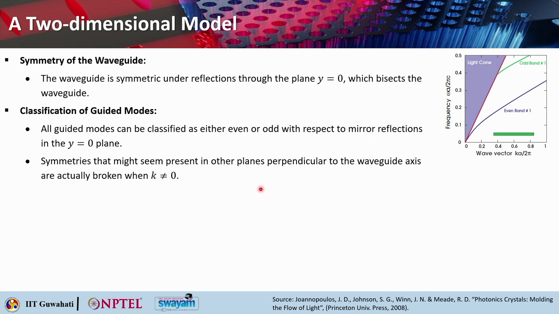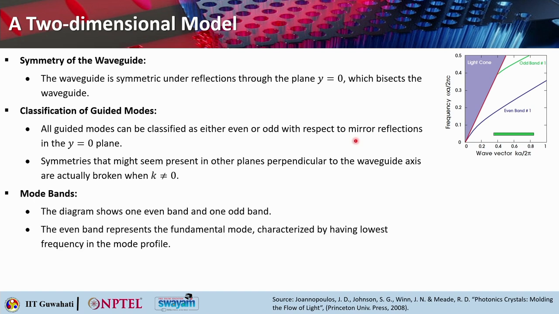And symmetries that might seem present in other planes perpendicular to the waveguide axis are actually broken when k is not equal to 0, right? So we are mainly focused on this symmetry across the mirror reflection plane. Now, as I mentioned, this diagram shows one even band and one odd band. The even band contains the lowest energy, so that corresponds to the fundamental mode, okay?